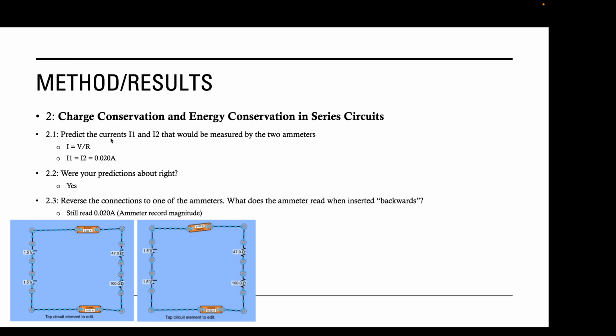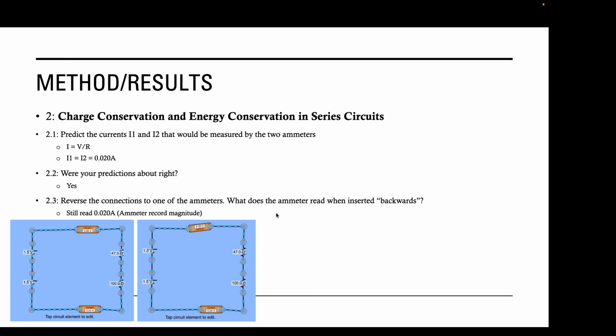So for part 2, we have charge conservation and energy conservation in series circuits. For 2.1, which is to predict the current I1 and I2 that would be measured by the two ammeters, we simply do I is equal to V over R, in which, since this is a closed system, I1 is equal to I2, which is equal to 0.020 amps. Here, as we can see, were my predictions correct? Absolutely. For 2.3, reverse the connections to one of the ammeters.